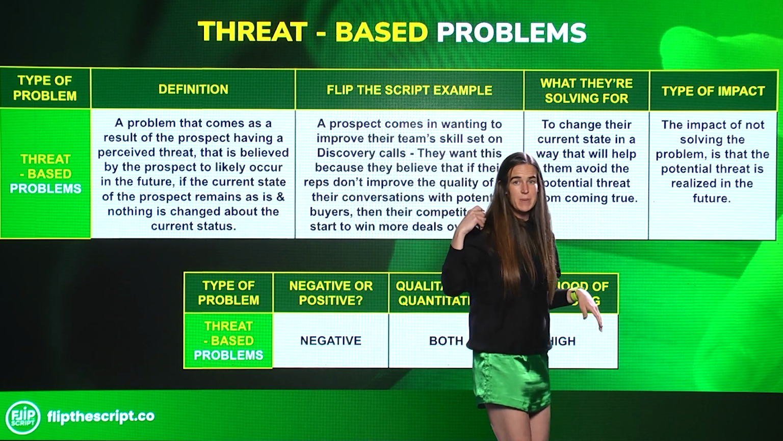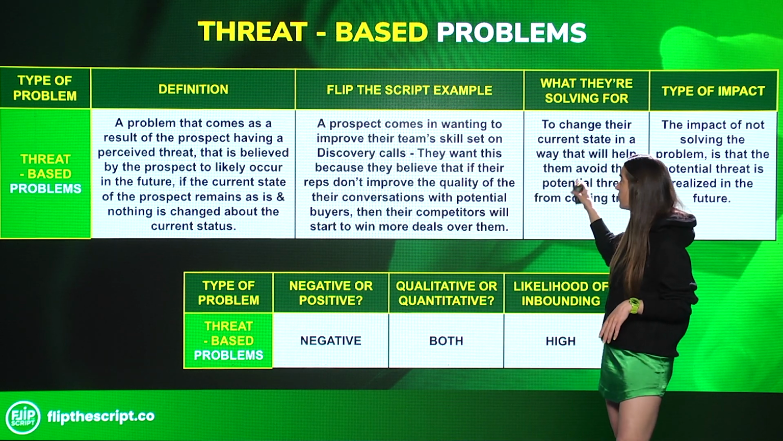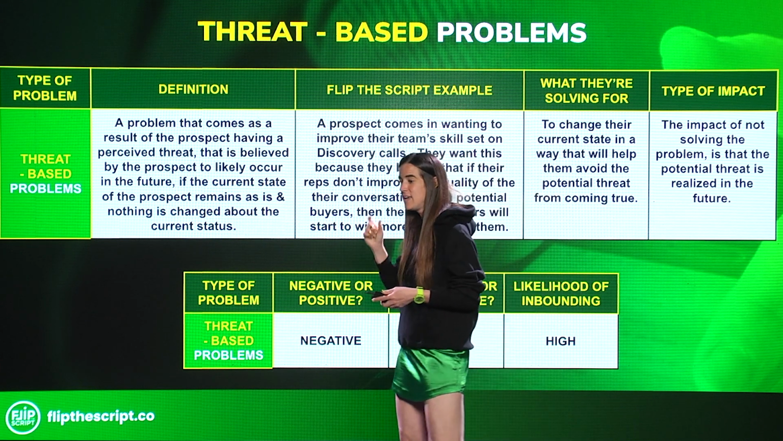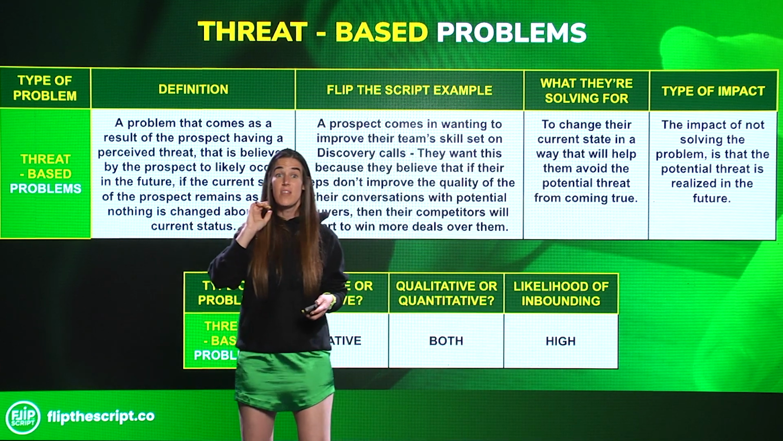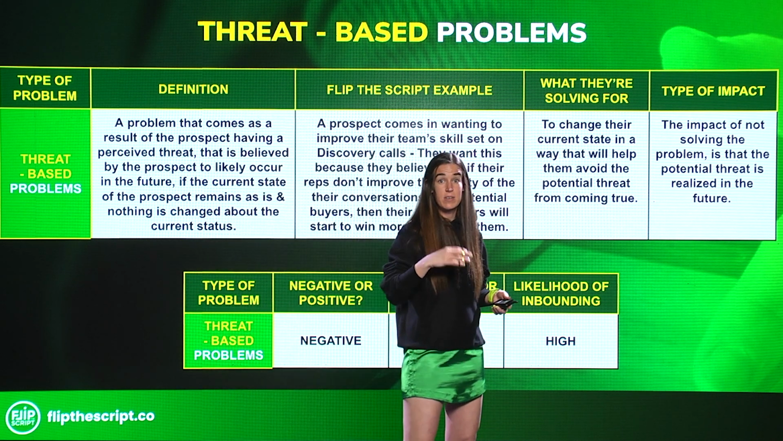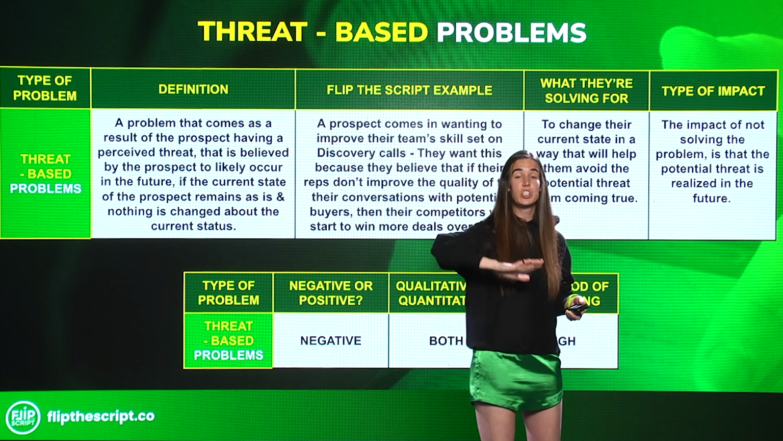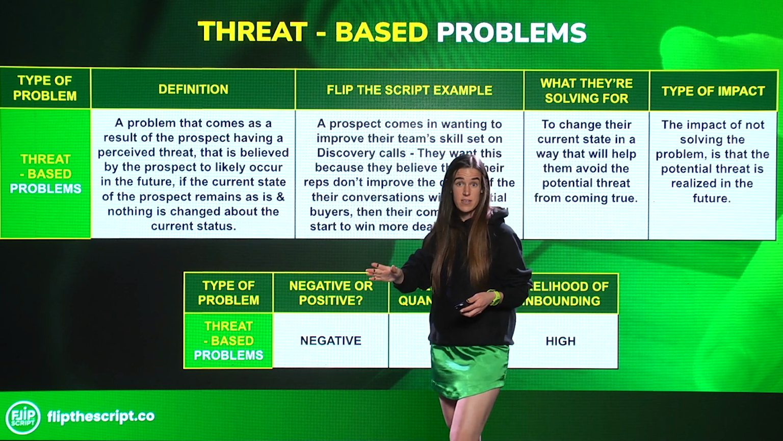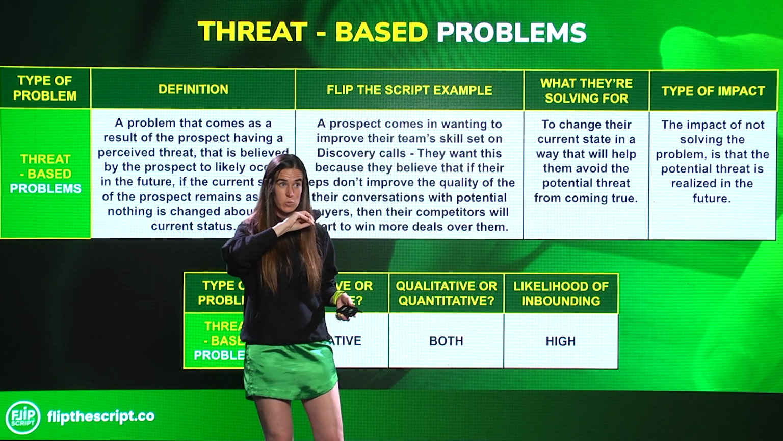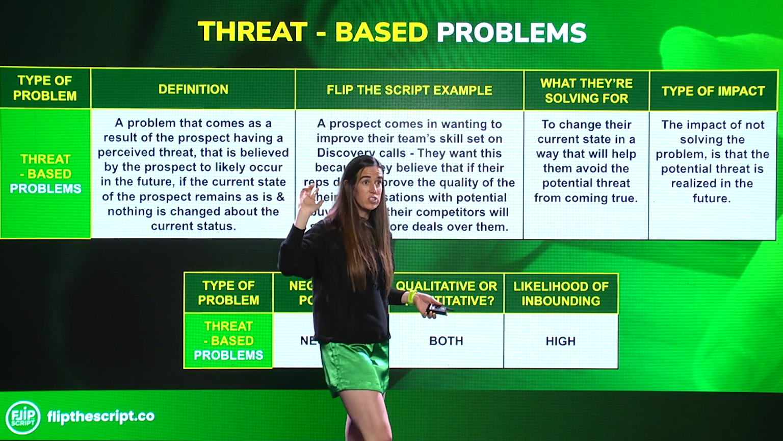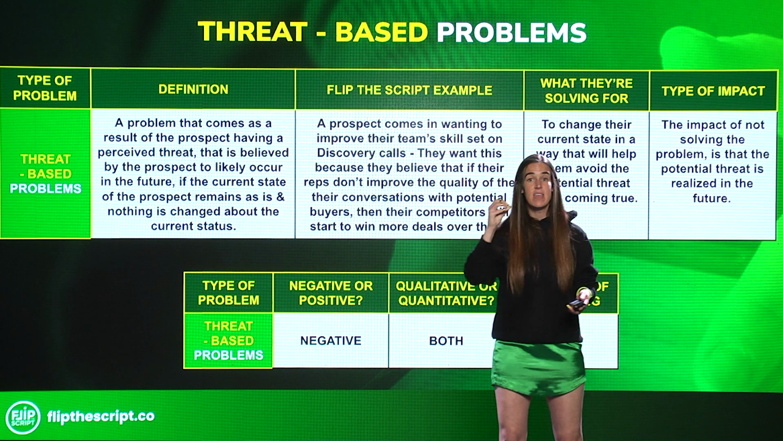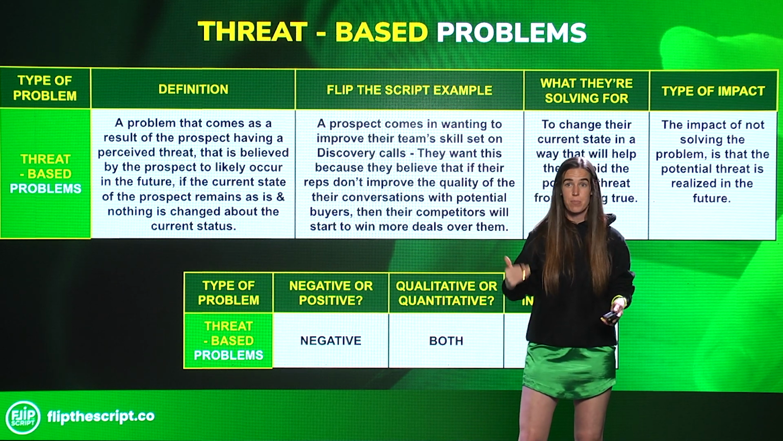So the flip the script example is, and keep in mind, these were all real examples for me. A prospect comes in and they essentially want to improve their team's skill set, cold calls, discovery, etc. And they want to do this because in this case scenario, they believed that if they didn't improve their current state, the way that they were selling, their competitor was going to start winning deals. Now, they weren't positive that that was going to happen, but they believed their market share was going to dip down because their competitors were aggressively starting to hire and aggressively starting to skill up. So they didn't know if that threat would come true, but it was enough, and the impact was enough that they said, we want to solve for it in the present.